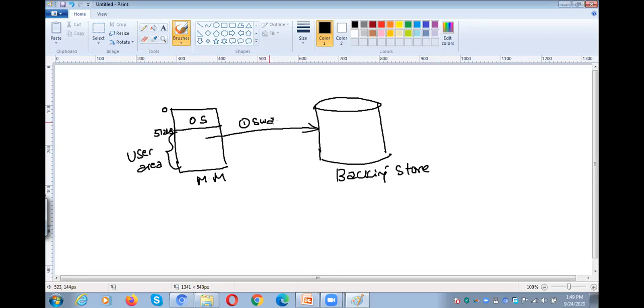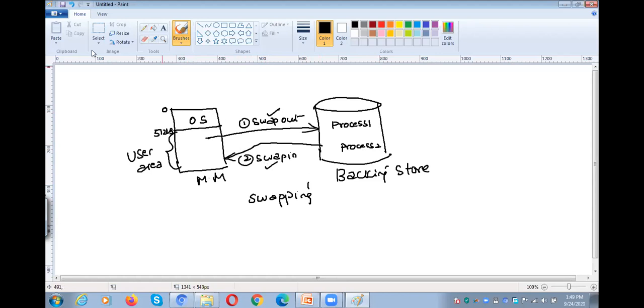Now for example, I would like to swap out one process from main memory to secondary memory, from main memory to backing store. That is called swap out. So I swap out process 1. Then I would like to swap in process 2. Swap in means from backing store to main memory. That is called swap in. The combination of swap out and swap in is called swapping. Okay, so this is the first concept.